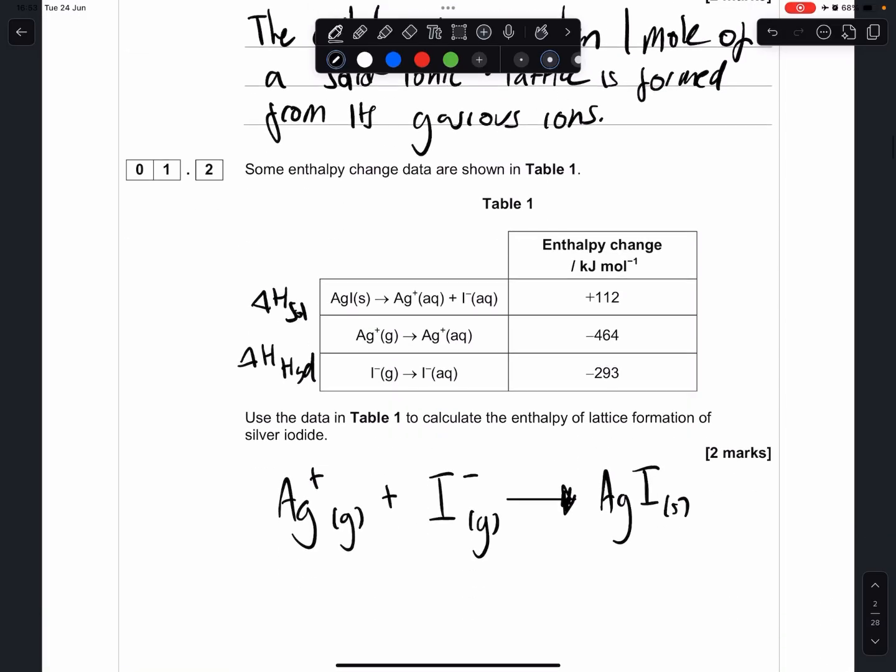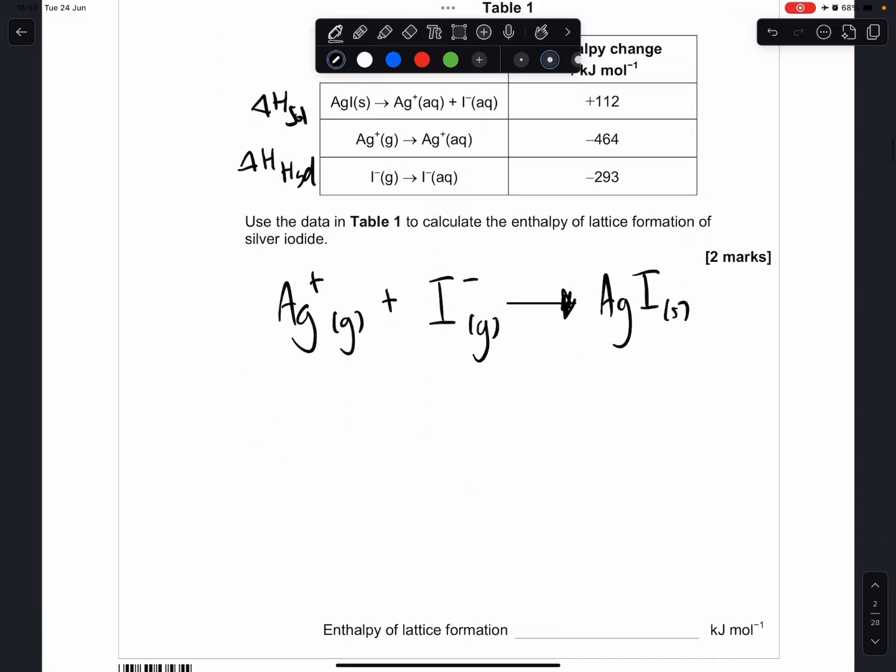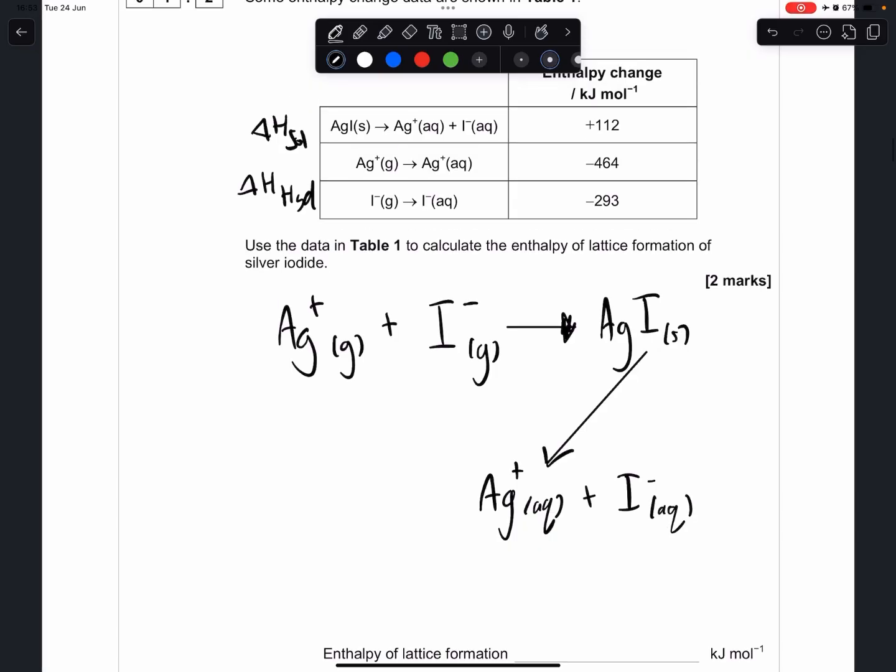So we've got the enthalpy of solution. So that is a solid ionic lattice to aqueous ions. So here we have our solid. So let's draw an arrow down. And we've got our aqueous ions. So we're going to have Ag plus aqueous, because this is our enthalpy of solution, and I minus, and that's also aqueous. And then here we see we've got gaseous ions to aqueous ions. So that is going to be the enthalpy of hydration. So draw another arrow.